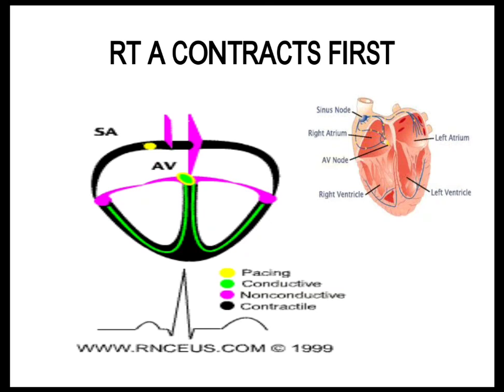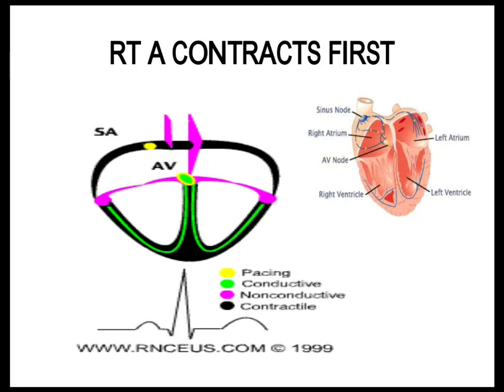The second pathway, coming from the left side, gives off a branch into the left auricle, or the left atrium. As the length of this particular nerve is quite long compared to this particular path, it takes some time. So in this time, the right auricle contracts first.